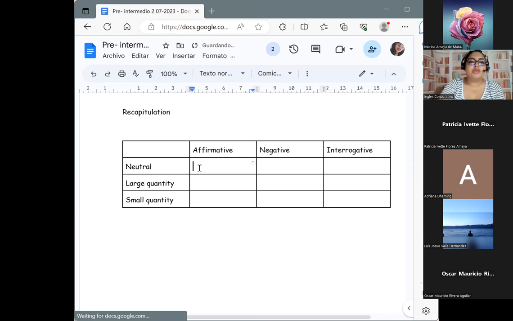So what we're going to do right now is write the words that are part of every category and also which words are part of the positive, the negative, and even the interrogative statements.